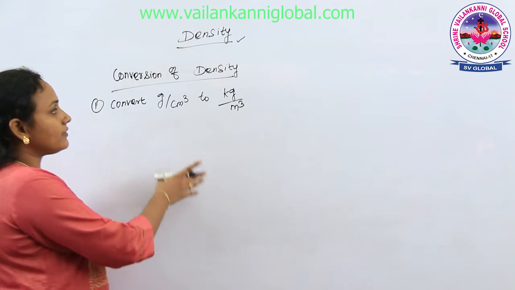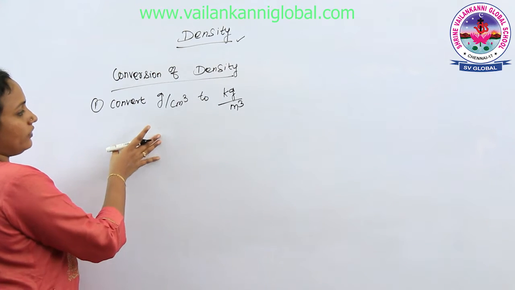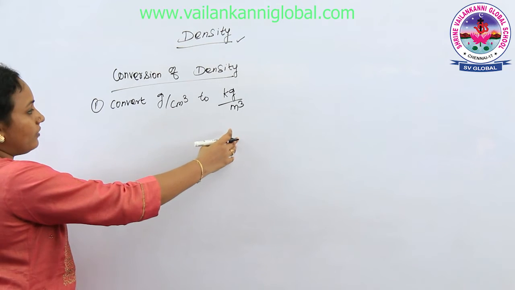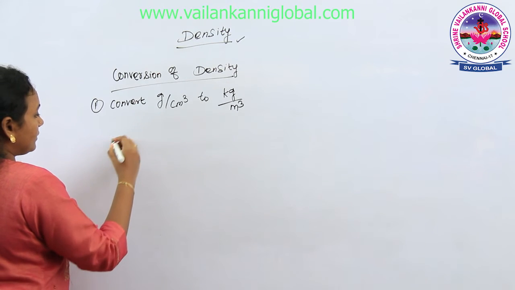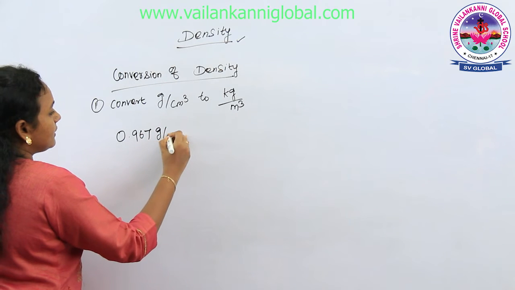The next one is, let's discuss how to convert the density unit. First we are going to convert gram by centimeter cube to kilogram by meter cube. For that, let us consider an example, 0.967 gram by centimeter cube.